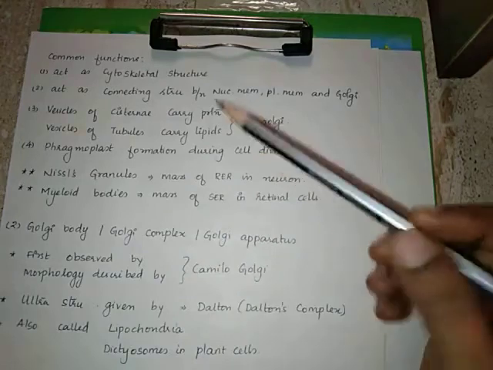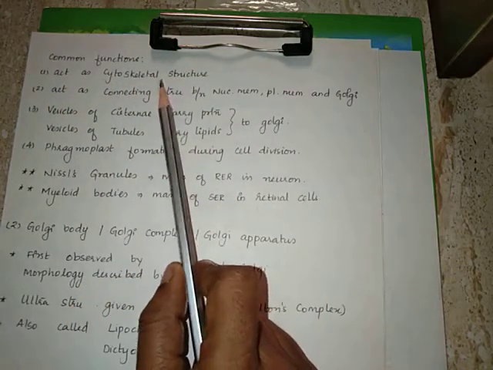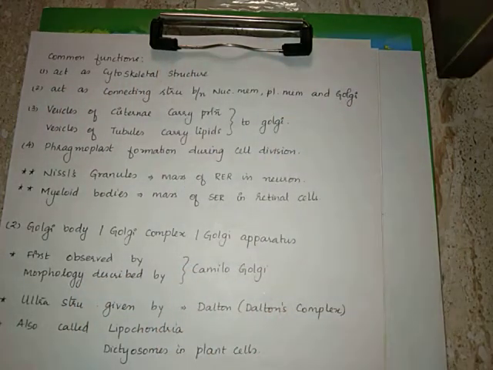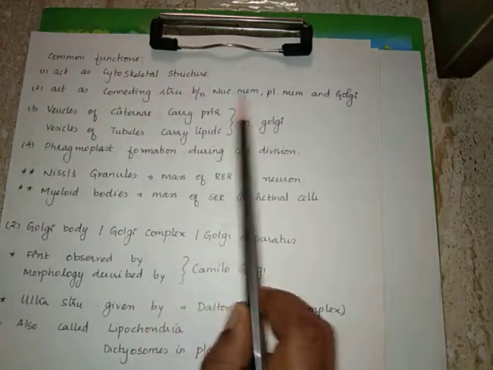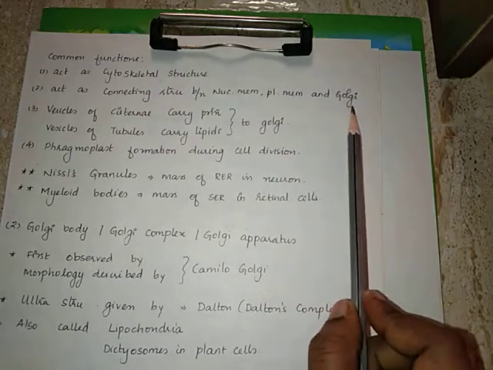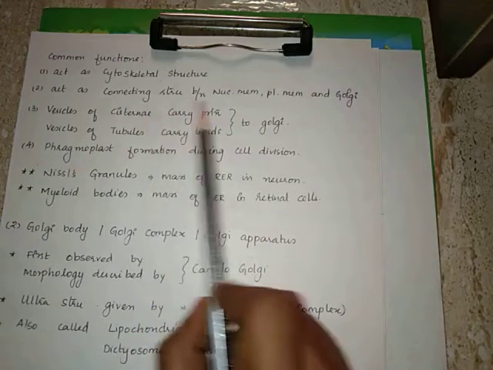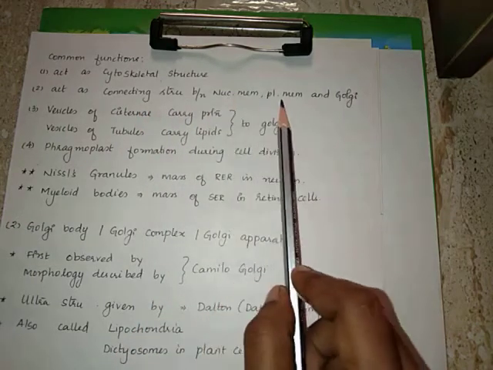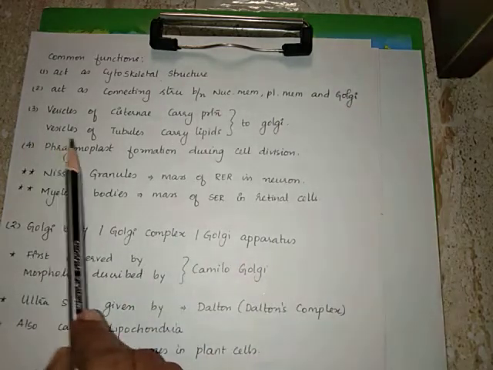So apart from having their own specific functions, rough and smooth endoplasmic reticulum have common functions, that is they act as cytoskeletal structures because they form a network of structures inside the cell. They help in maintaining the cell shape. So they act as cytoskeletal structures, and they act as connecting structures between the nuclear membrane, plasma membrane, and also the Golgi, because Golgi is going to receive proteins for secretion only from the endoplasmic reticulum. So we know it is coming from the nuclear membrane, extends up to the plasma membrane, and they have connections with Golgi also.